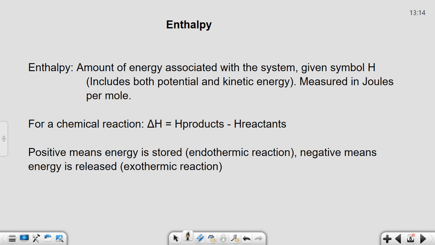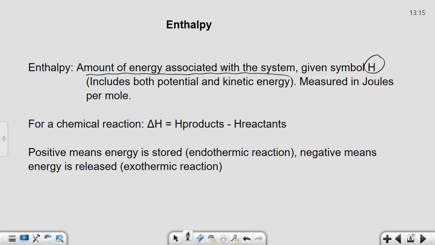So, enthalpy. The term we use to figure out if it is exothermic or endothermic is enthalpy. And enthalpy is, the definition, the amount of energy associated with the system. So it's just how much energy does it have at a current time. We usually use the symbol H for enthalpy. Now, this includes both your potential and your kinetic energy, so it's how much motion there is happening. It's also how much potential is stored in the bonds, and it is measured in joules energy per mole. So if you have twice as many moles of reactants, you'll have twice as much energy stored there, which makes sense.